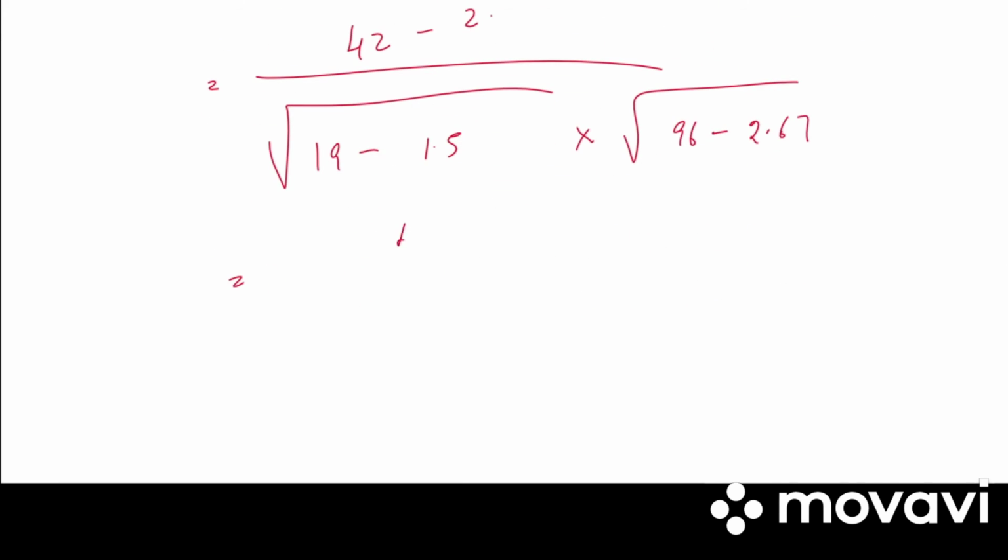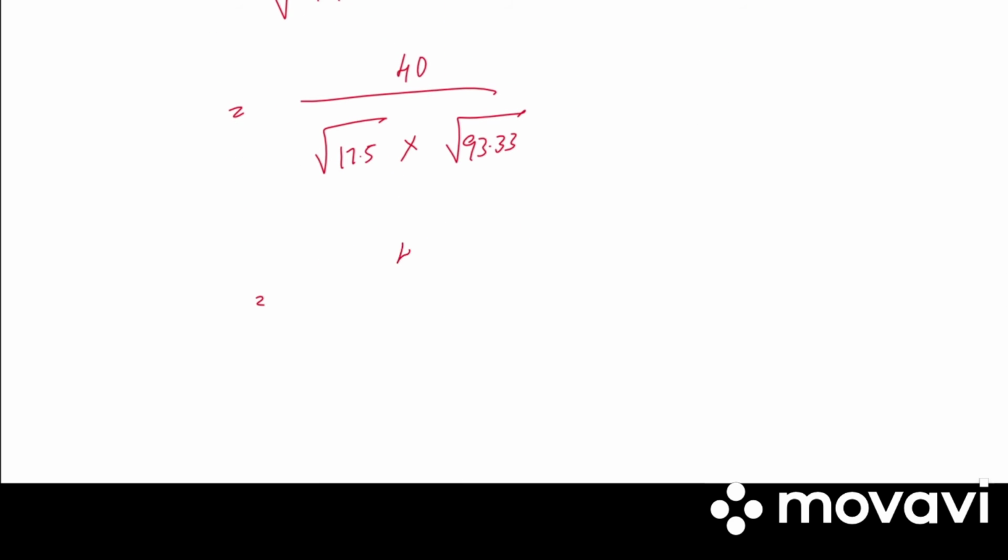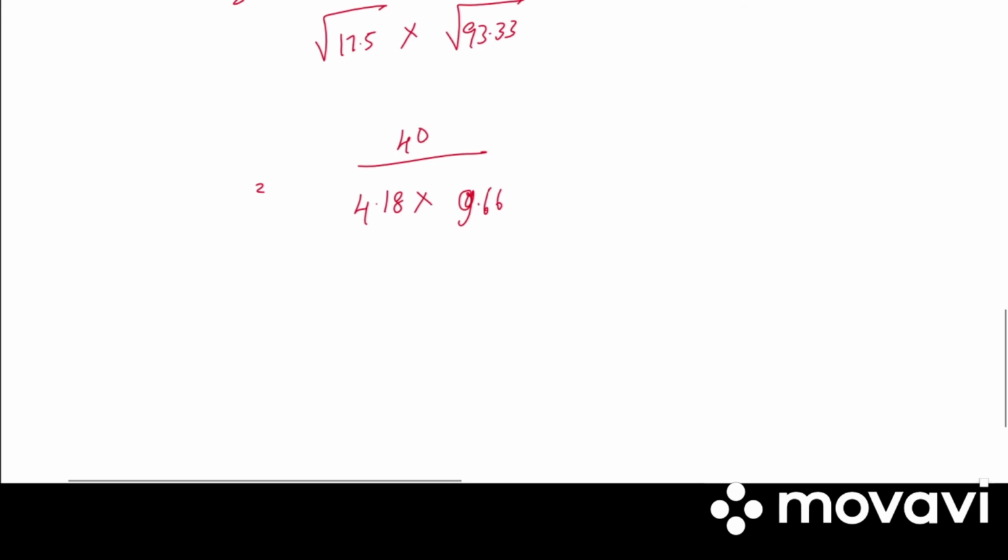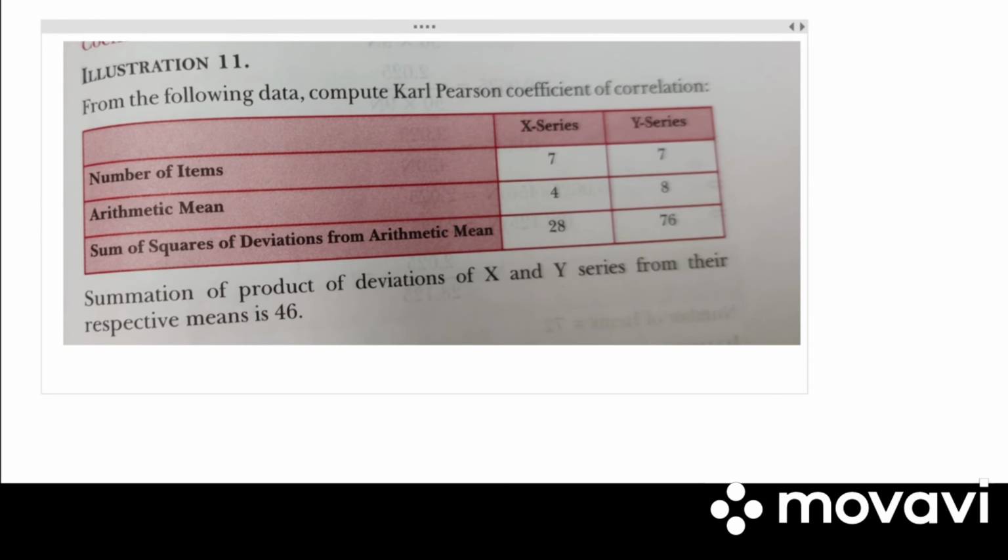2.67. So it is 40 divided by root of 17.5 into root of 93.33. 40 divided by 4.18 into 9.66. It is 40 divided by 40.38, that is 0.99. Clear?